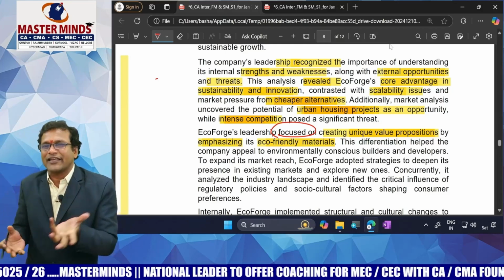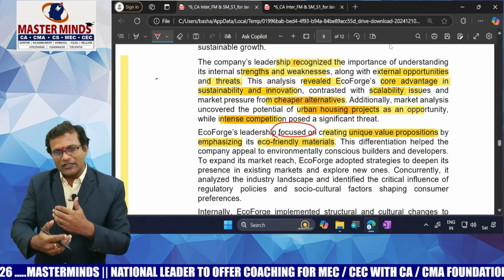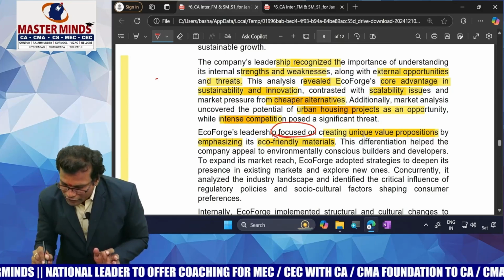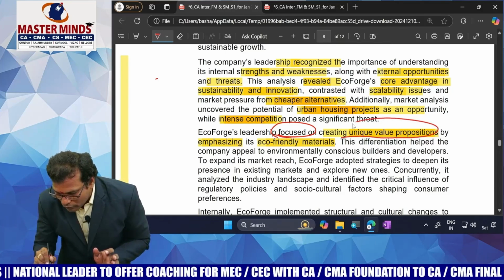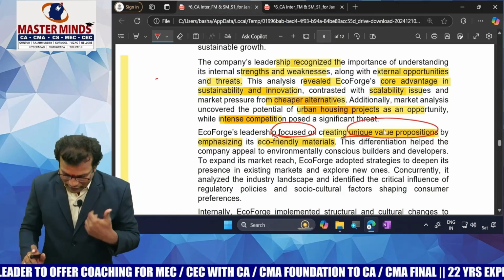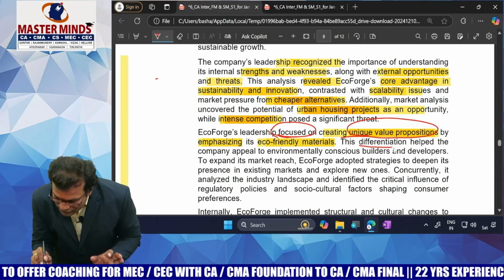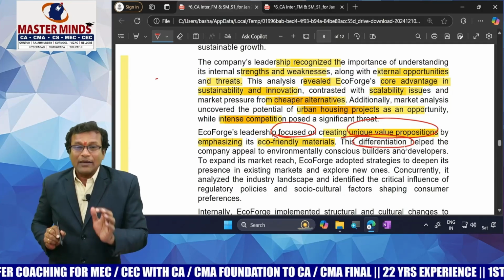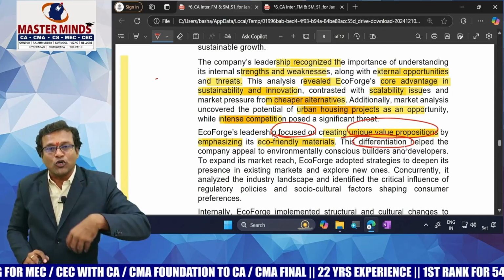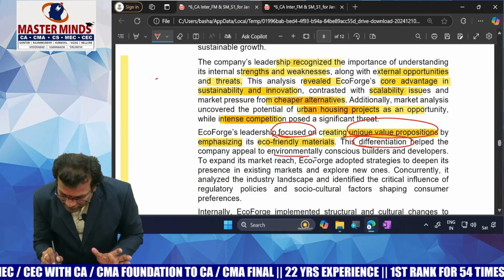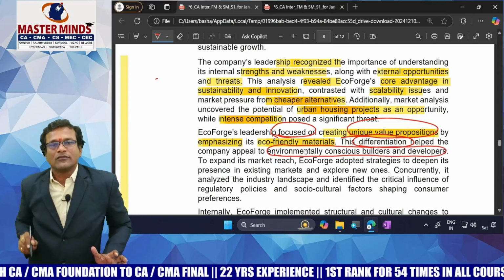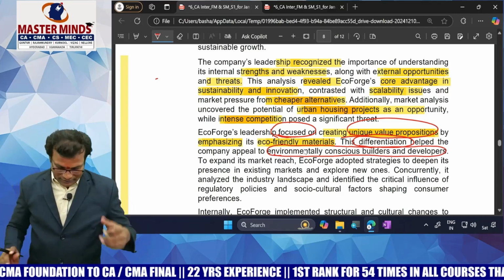It does not mean that it may be a focus strategy. We have to understand the entire paragraph, right? So leadership is trying to concentrate on creating some unique value propositions. Means they are trying to bring some unique features into their products called eco-friendly materials. This differentiation helps the company, means those products became so attractive to environmentally conscious builders and developers. These are the buyers of the products delivered by this company, right?